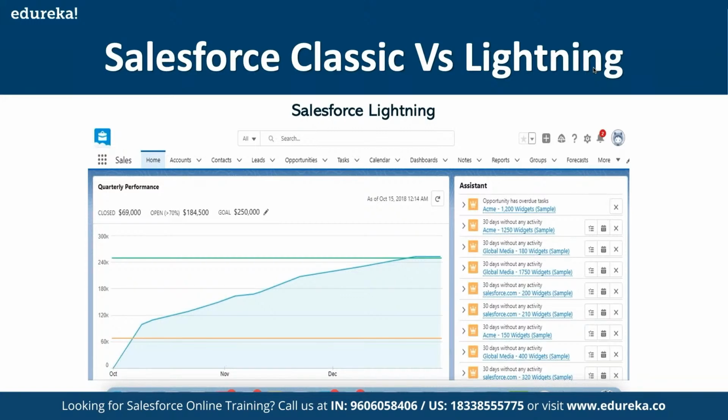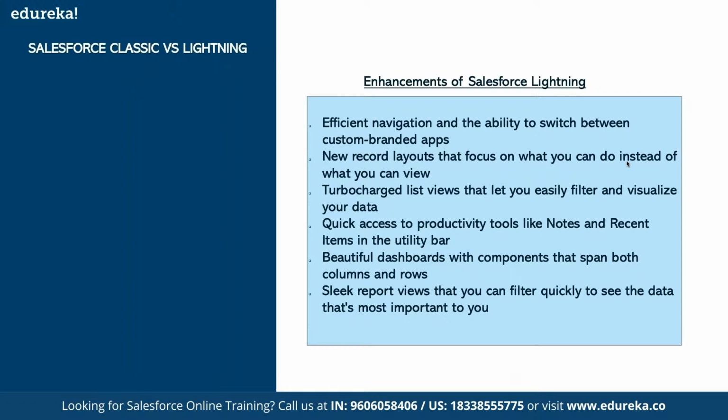So there are multiple features that are added here in the Lightning edition. So here we have efficient navigation and the ability to switch between different custom apps they have been given. And again, here now we have new record layouts that focus on what exactly we can do instead of what we can view. And then here we have turbocharged list views that can easily be filtered and visualized. And then we have quick access to all the tools, like we have notes and recent items in the utility bar. And here we can design beautiful dashboards with components that span both columns and rows. And here we have sleek report views that we can filter quickly to see the data that's most important to us.